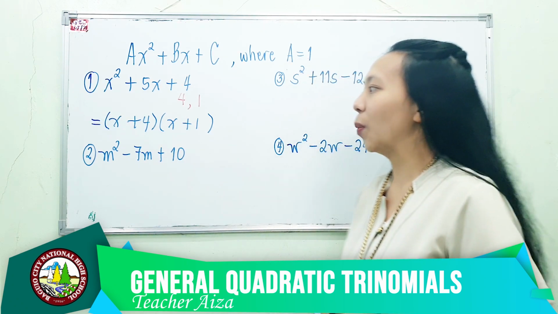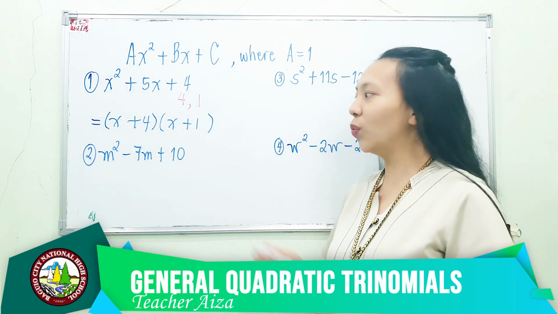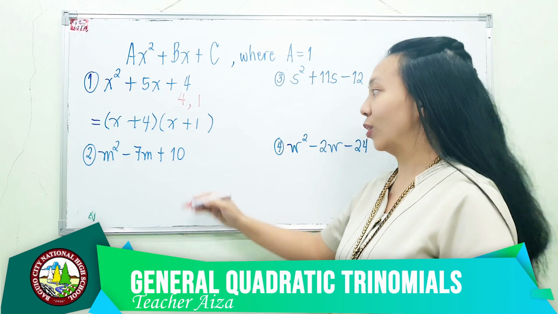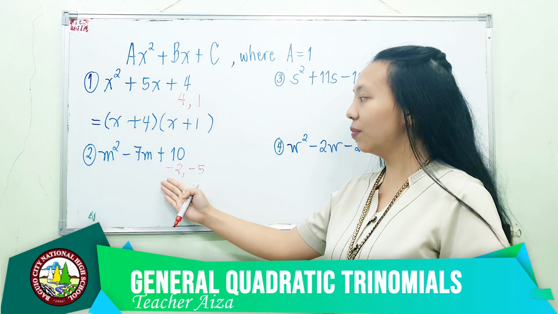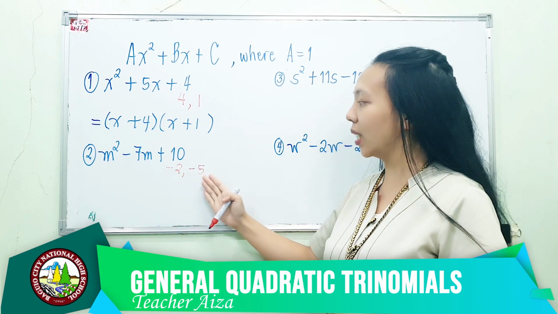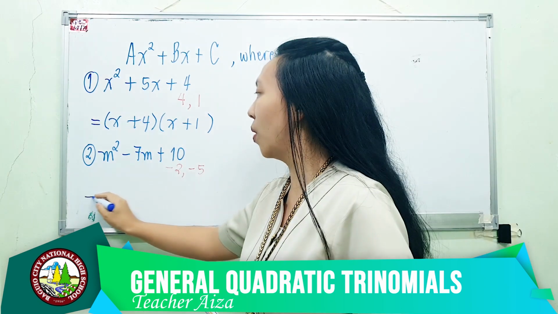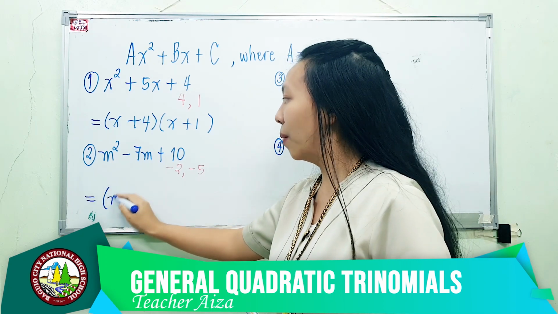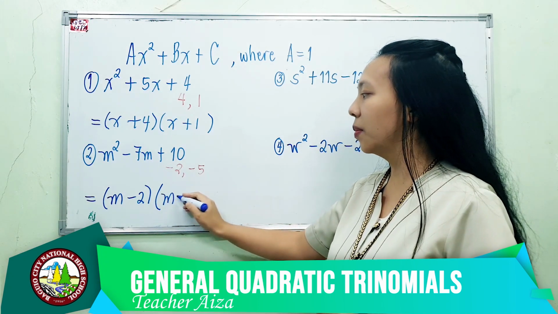Next up, number 2. m squared minus 7m plus 10. Again, we need to find out factors of 10 that when added will give negative 7. These factors are negative 2 and negative 5. Take note, negative 2 times negative 5 is 10, and negative 2 plus negative 5 is negative 7. Therefore, the factored form of the given polynomial is the quantity, take note of the variable, m minus 2 times the quantity m minus 5.